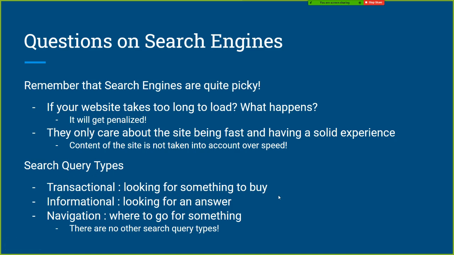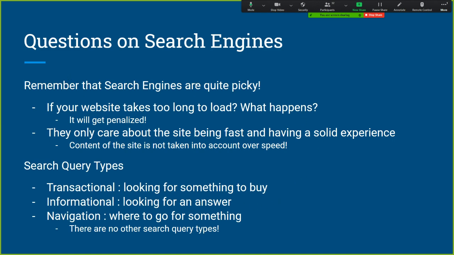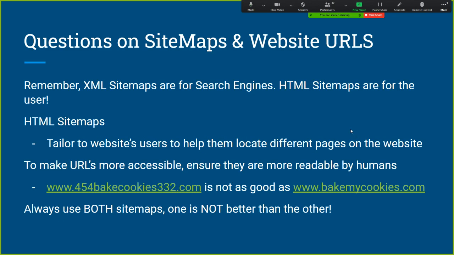Again, transactional is where you're looking to buy something. Informational is where you're looking for an answer, so pretty much, how would I bake a cookie? Navigation is where you're looking to go somewhere, something like, how do I get to this certain business or area? And as a general thing, remember that search engines are picky. It's going to take into consideration your load time, and that's how it will rank you.